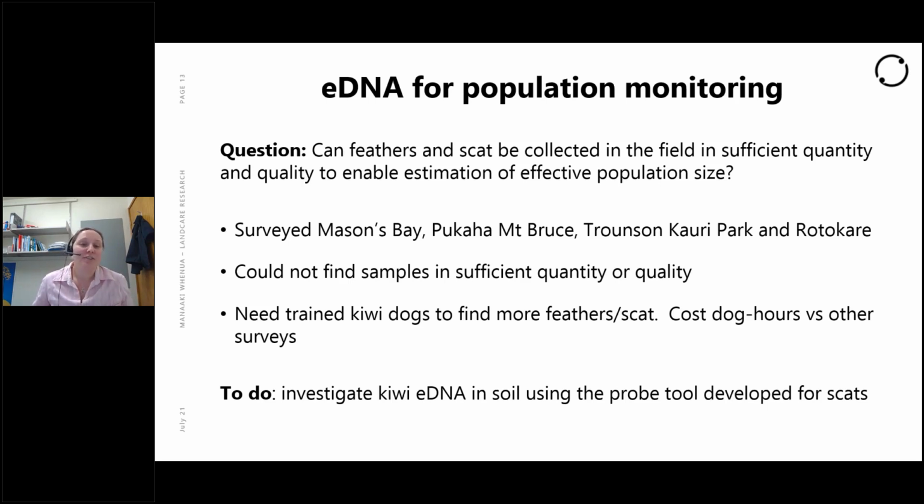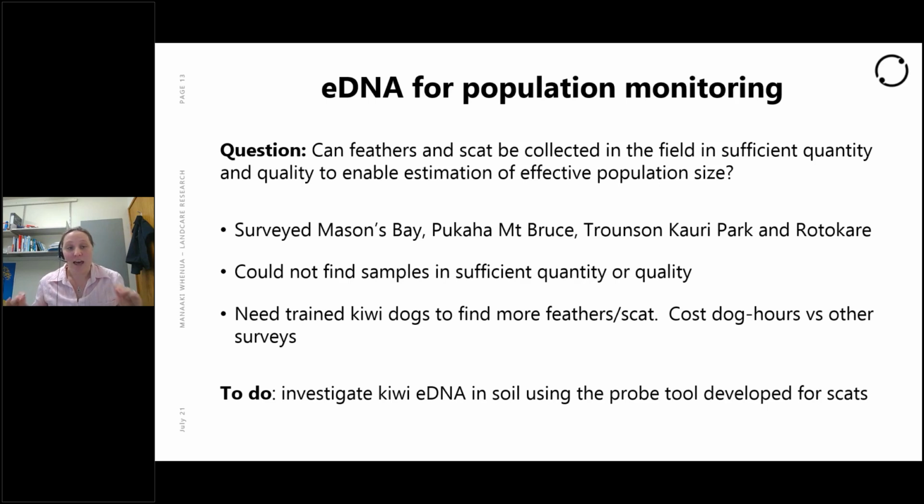Certainly this isn't a write-off. It can be done. It would probably need trained Kiwi dogs to look for the feathers and scat, and you would need to weigh that up against using the dogs for that versus using the dogs for other types of surveys. You could also use your volunteer armies to this end, but again, you need to weigh that cost-benefit analysis up.